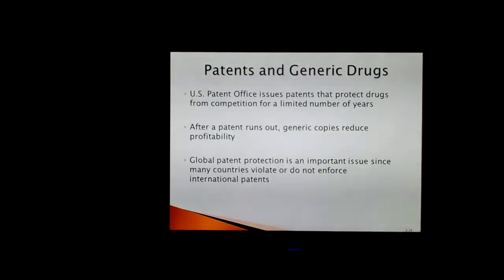Patents and generic drugs. U.S. patent issues patents that protect drugs from competition for a limited number of years. After a patent runs out, generic companies reduce profitability. Already talked about this a few minutes ago. Okay.